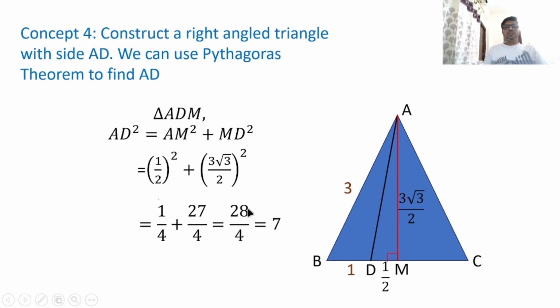So 1 by 2 whole squared becomes 1 by 4. 3 root 3 whole squared would be 9 into 3, which is 27 by 4. So 27 plus 1, 28, and the common denominator is 4. 28 by 4 is going to be 7. So we got AD square equal to 7. That means AD equals square root of 7. So with that the solution is complete. That's what they're asking. Thank you very much.